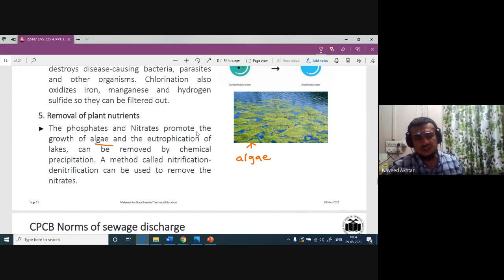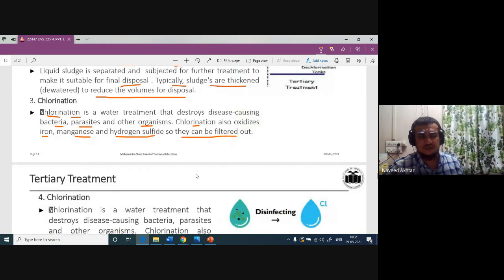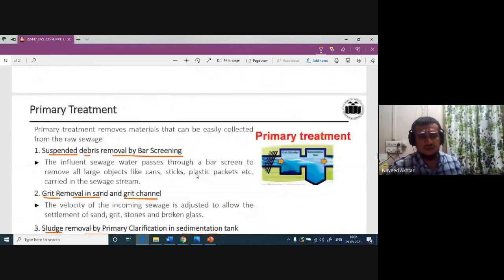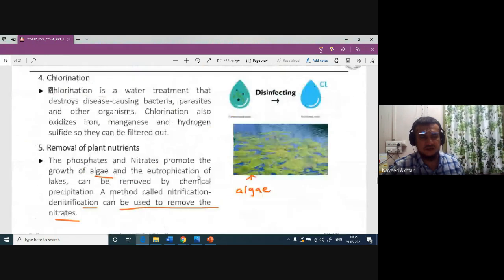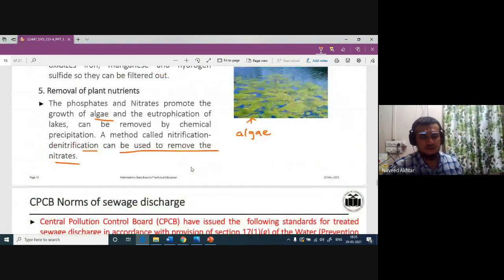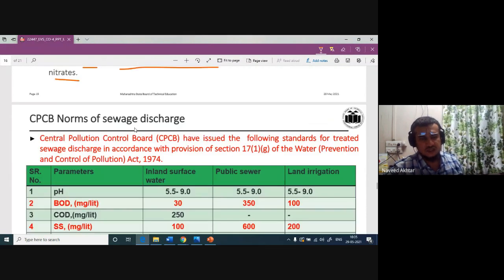So here you can see in the water bodies, and that can be removed, and the eutrophication of the lakes can be removed by chemical precipitation, a method called nitrification. Denitrification can be used to remove the nitrates from the water body. So these are the sewage treatment processes. We have seen primary treatment, secondary treatment, and tertiary treatment, and then algae removal or nitrification and denitrification processes from the lake or from the water bodies.